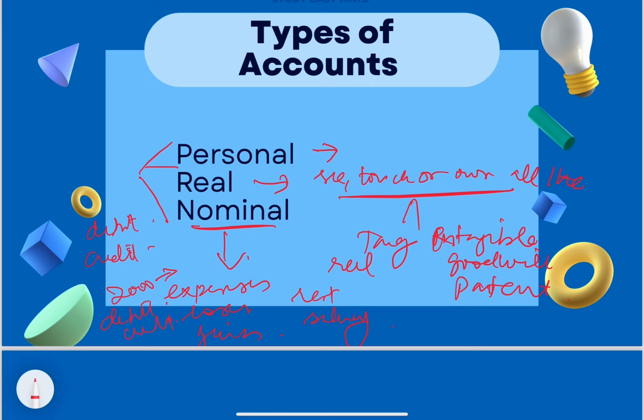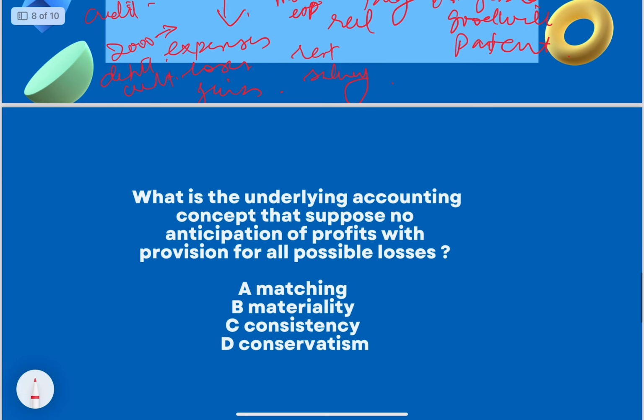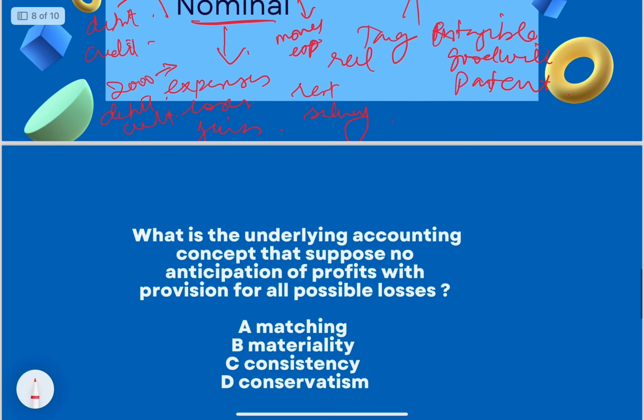You get it? So personal is for people. Real is for things, and nominal is for money related expenses or gains, all that. So you get it. I hope you understood today's session.